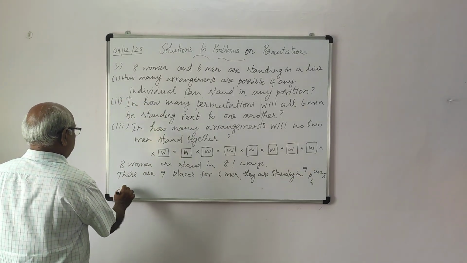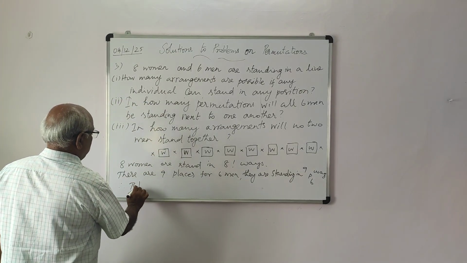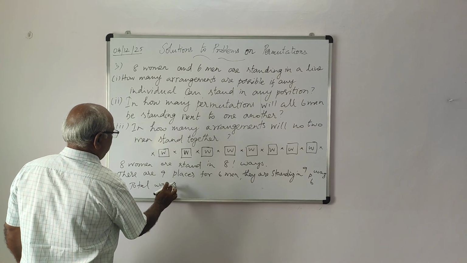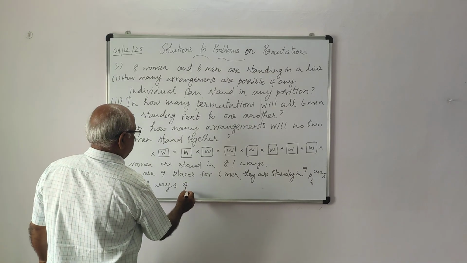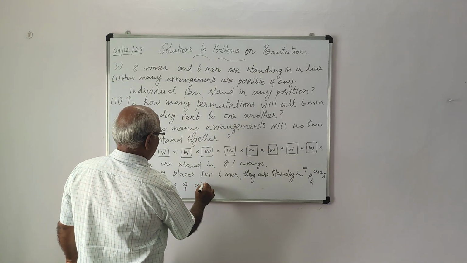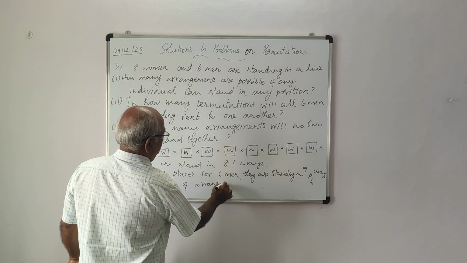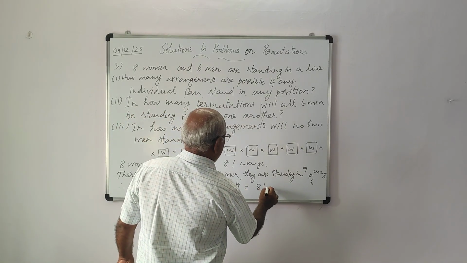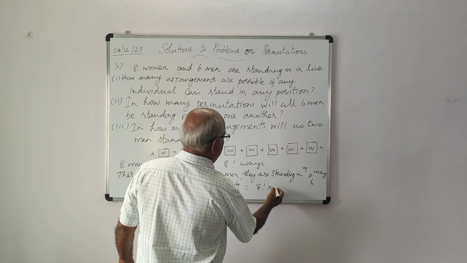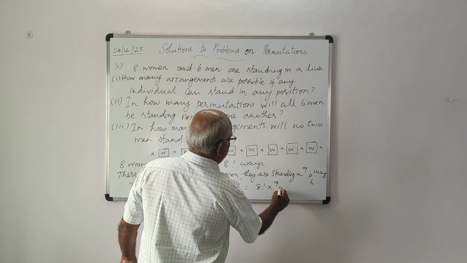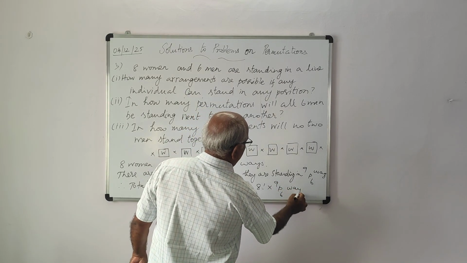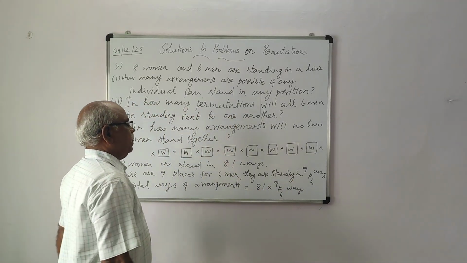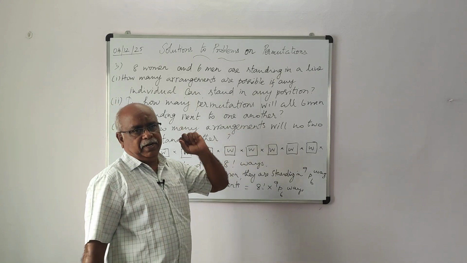Therefore, the total ways of arrangements for the third condition are: 8 women in 8 factorial ways and 6 men in the 9 places in 9p6 ways. Therefore, the total ways are 8 factorial into 9p6 ways. That's all about the third condition.